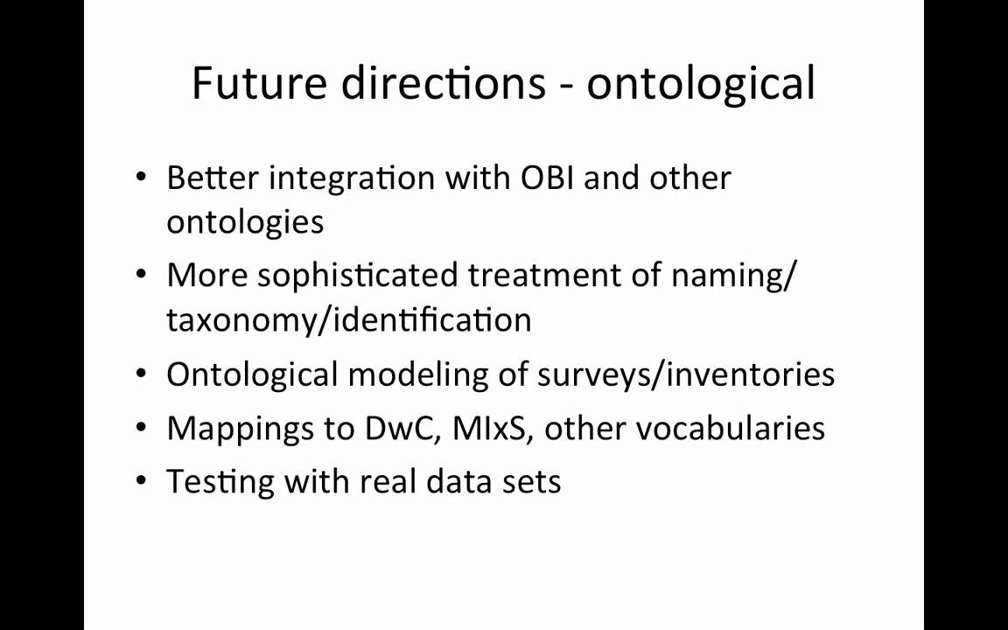In terms of the ontology development, we hope to have some better integration with OBI and other ontologies, and some more sophisticated treatment of naming, taxonomy, and identification. We want to do ontological modeling of surveys and inventories, like Rob is going to talk about in a second. And of course, we need to do mappings to Darwin Core, ABCD, and others so that we can continue to test the BCO with some real-life data sets, some historical data.